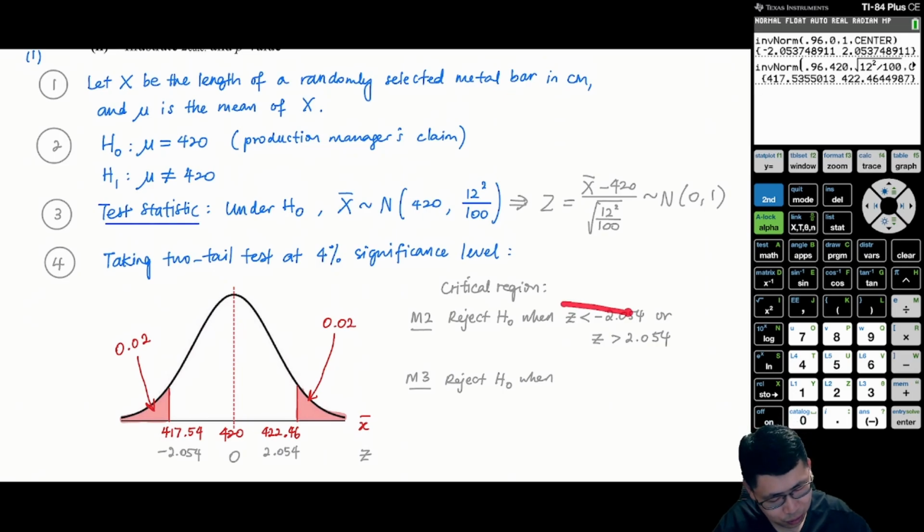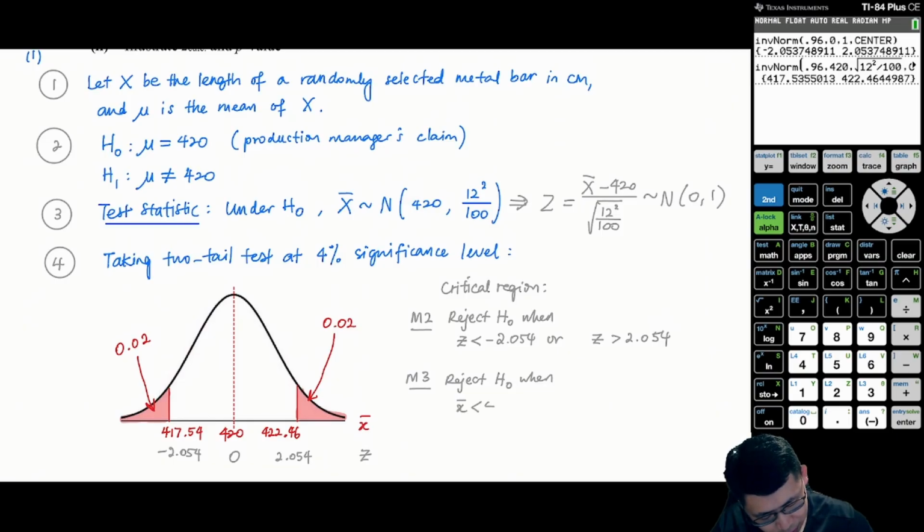Okay, so same thing for the sample mean value. We reject h naught when x bar is less than 417.54, or x bar is greater than 422.46. Okay, so this is the critical region that we will outline.